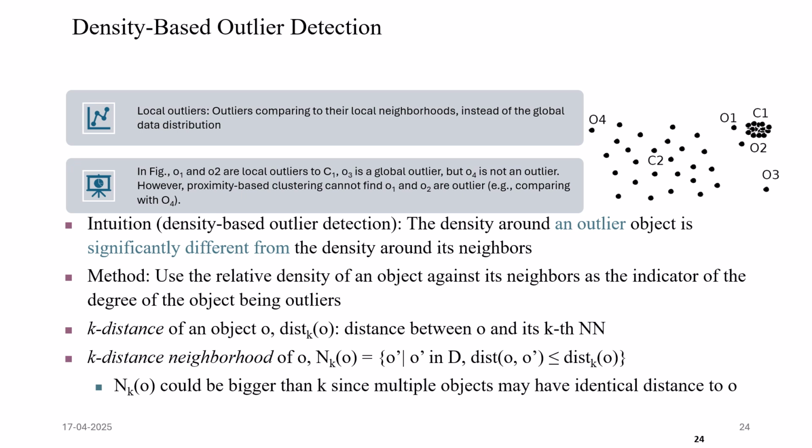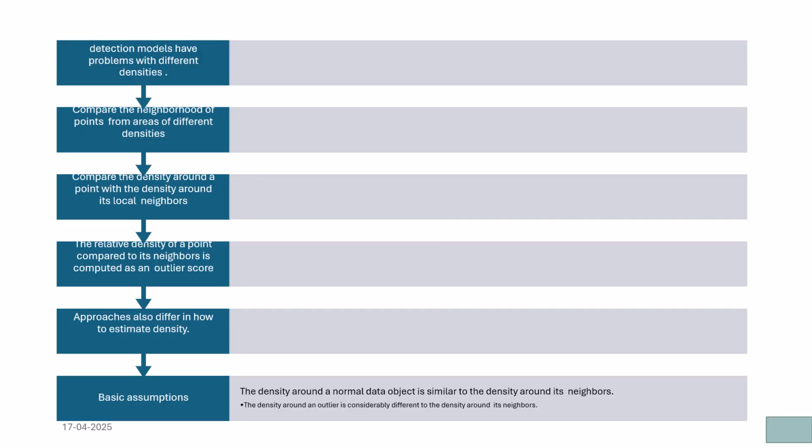The k-distance of an object O is calculated. The k-distance neighborhood of O is also calculated as Nk(O). Models have different problems with different densities. Compare the neighborhood of points from areas of different densities. Compare the density around a point with the density around its local neighbors. The relative density of a point compared to its neighbors is computed as an outlier score. Approaches also differ in how to estimate the density.